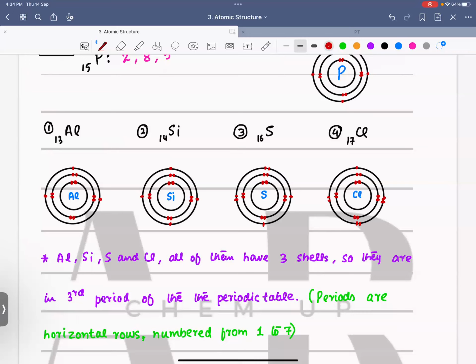So we are observing that all of these four atoms have how many shells? Three shells. So it means when we try to find them in the periodic table, we are going to locate them in period 3.